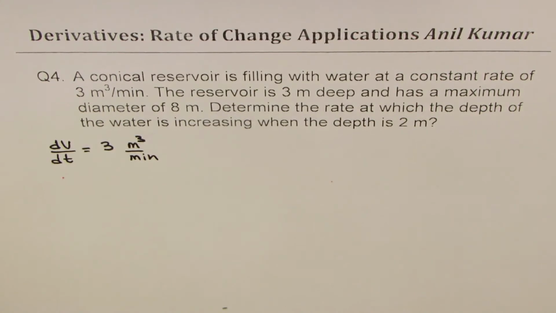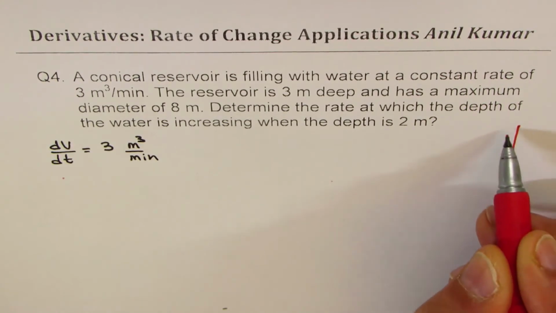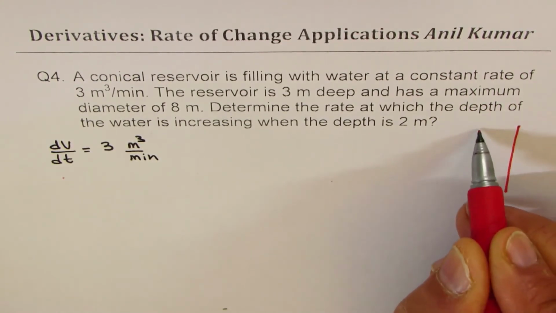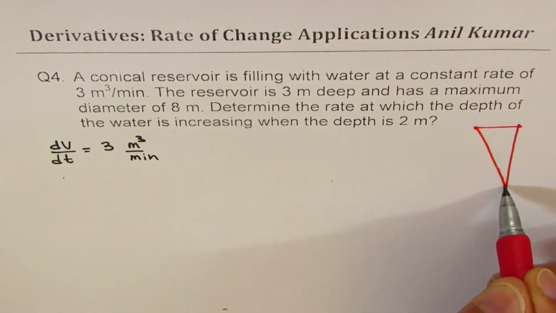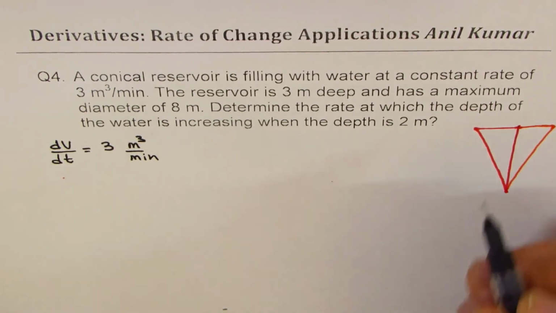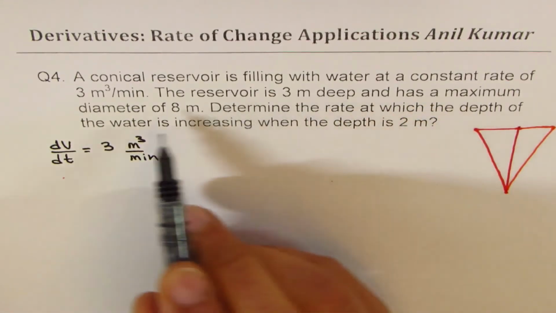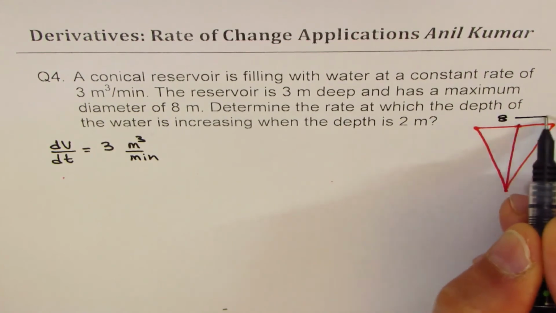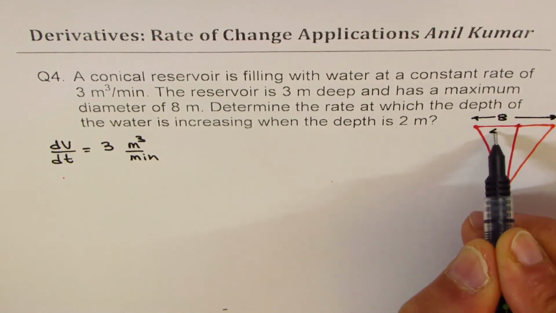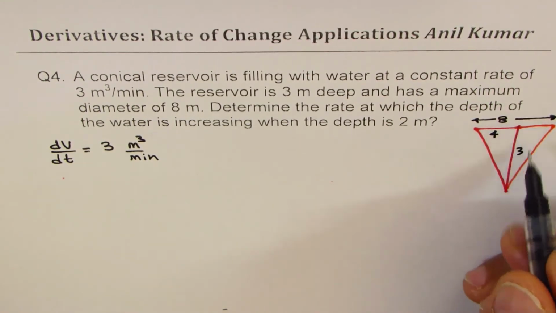So what you got here is, let me sketch and show you what we're trying to say, right? So basically it's a cone, right? So we'll just make half of it, a triangle this time. You understand, we are working with cone. So I don't even have to draw three-dimensional figures. We say reservoir is 3 meter deep and has maximum diameter of 8. So this is 8. That means half is 4. And this height is 3 meters deep. Do you get the idea, right?